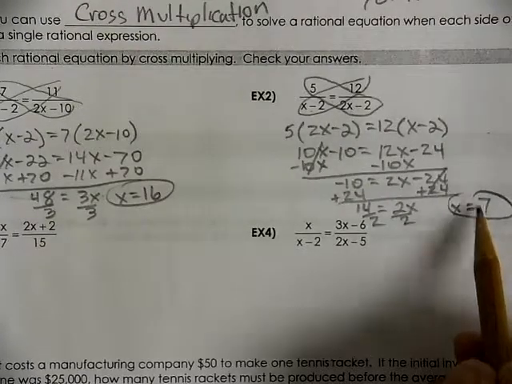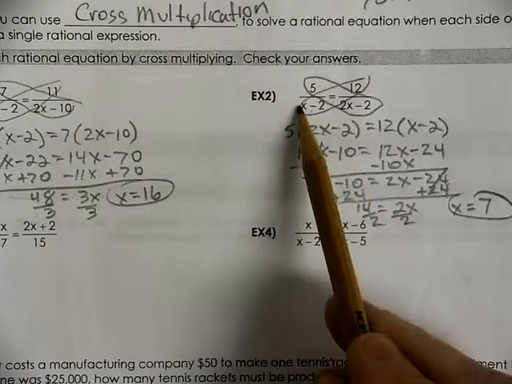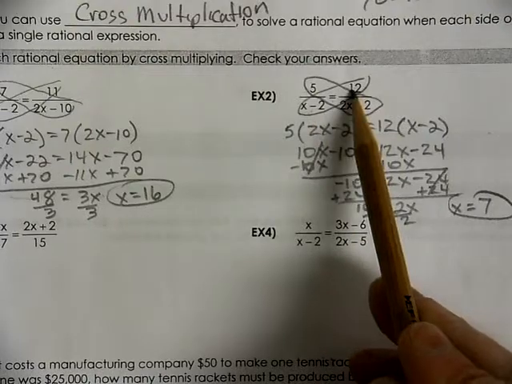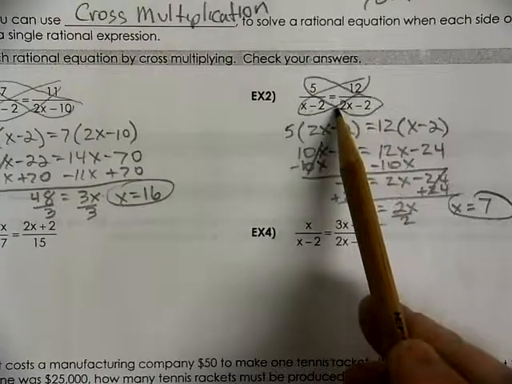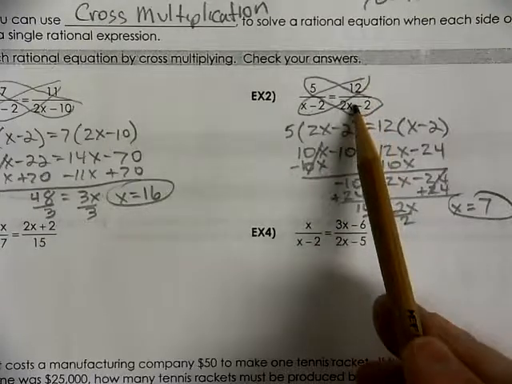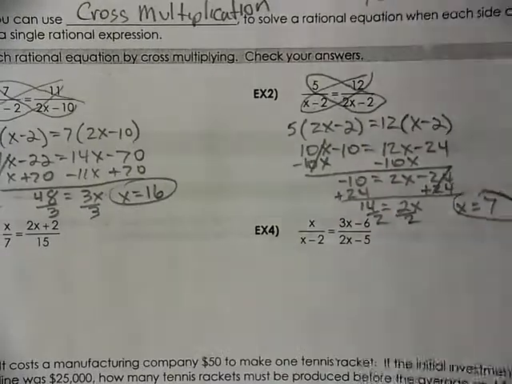You can always plug the x back in to verify your work. 5 divided by 7 minus 2, which is 5. 5 over 5 is 1. 12 divided by 2 times 7, which is 14, minus 2 is 12. 12 over 12 is 1. So the two fractions equal each other.